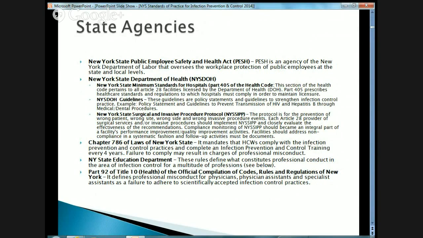And then understand Part 92, it defines professional misconduct for physicians, physician assistants, specialists. You can come up for charges if you do not adhere to scientifically approved infection control practices. For example, if you're in a doctor's office or an endoscopy, and you think that the endoscopy scope they're going to use was used on somebody else, because you didn't see them opening it up, and the technician or the physician coming in didn't wash their hands in front of you, you can actually go to the Department of Health and say they're not following standard infection control protocols. So it's out there.